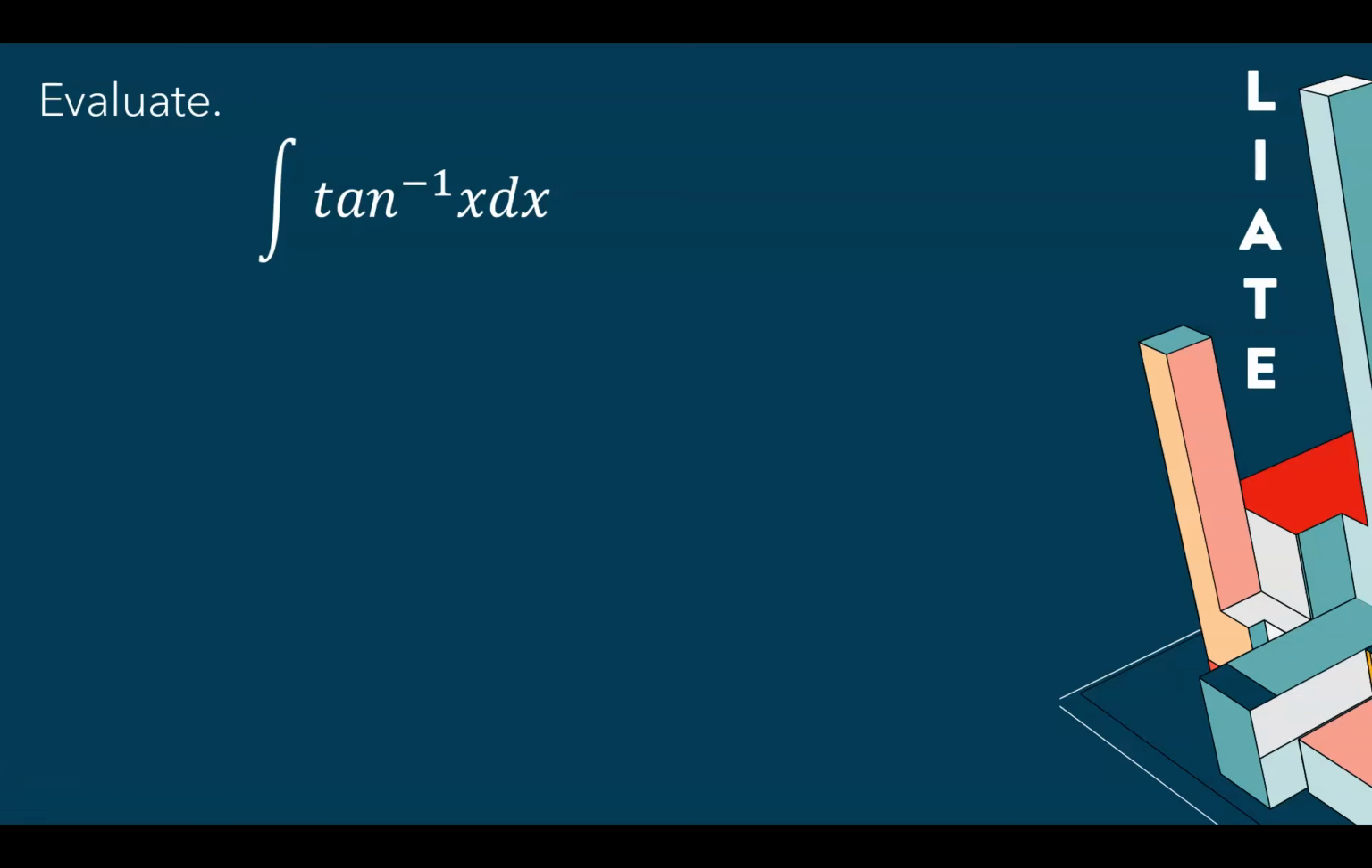How are we going to find the antiderivative of inverse tangent? Well, it's definitely not a derivative we know. We can't use u substitution. I guess it has to be integration by parts. So u is inverse tangent and dv is equal to dx. If u is inverse tangent, du is 1 over 1 plus x squared dx. And if dv is dx, then v is equal to x.